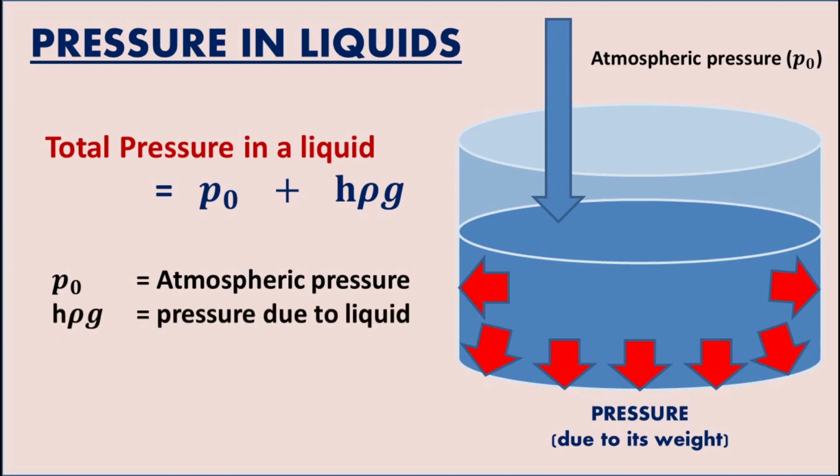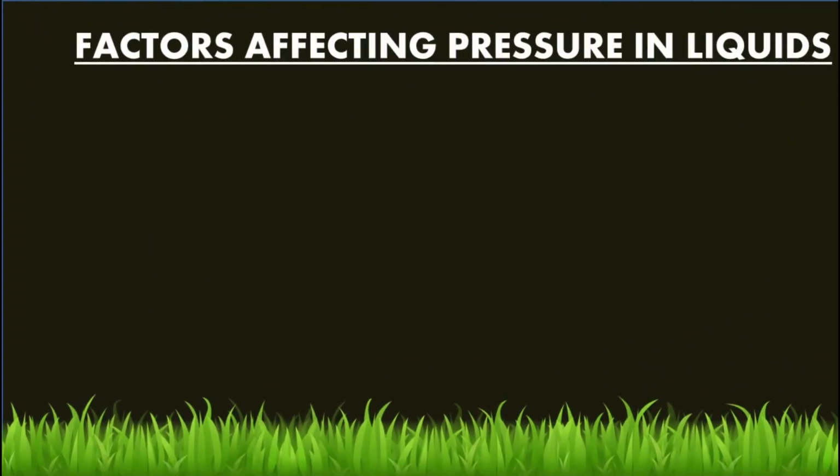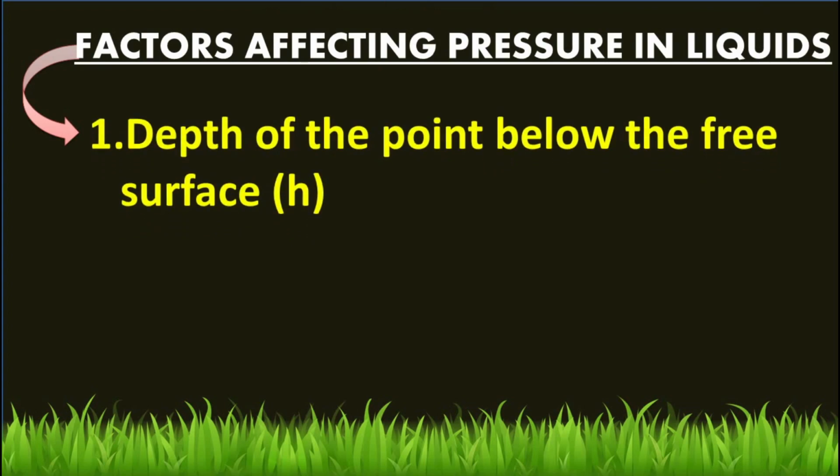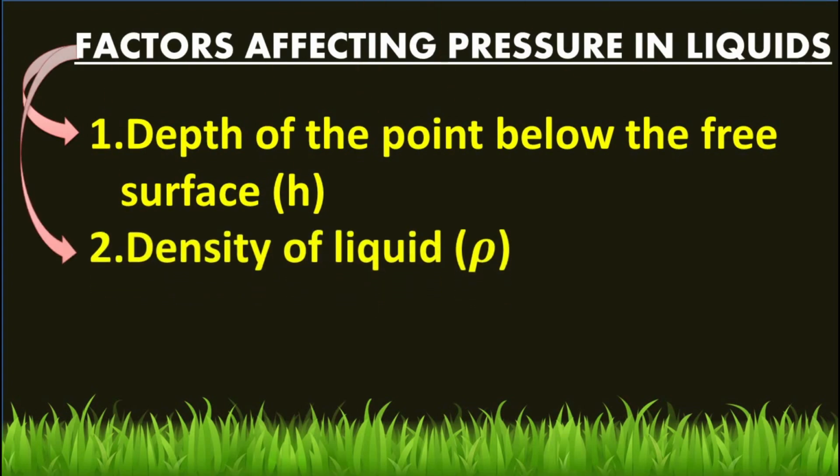Now what are the factors affecting pressure at a point in a liquid? Pressure at a point inside the liquid depends directly on the following factors. Number 1, depth of the point below the free surface, or h. Number 2, density of liquid, rho. And number 3, acceleration due to gravity, g.